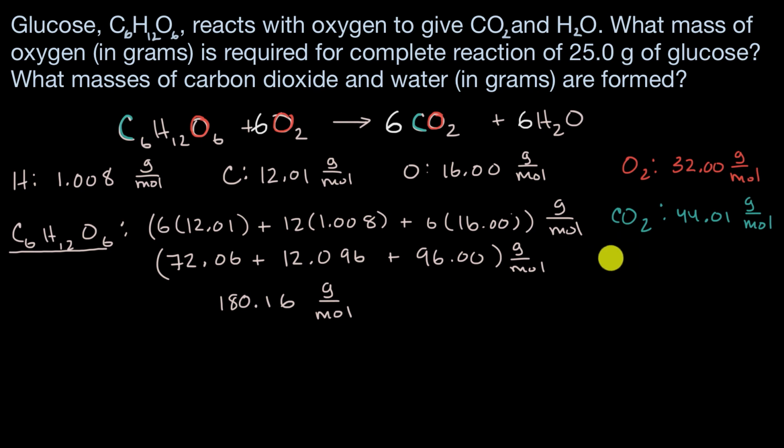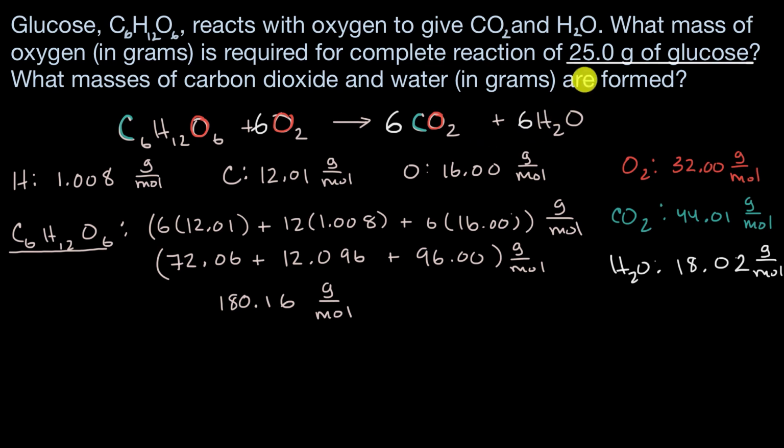And then last but not least, we have the water. And so H2O. This is going to be 2 hydrogens. So that's 2 times 1.008. So that's 2.016 plus an oxygen. So 2.016 plus 16 is going to be 18.016. Once again, we only go to the hundredths place here, so I'm going to round to the hundredths place here. So 18.02 grams per mole.